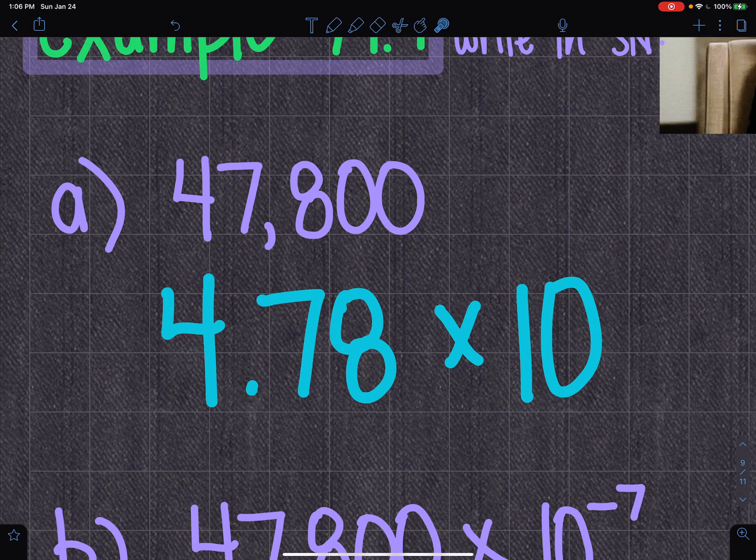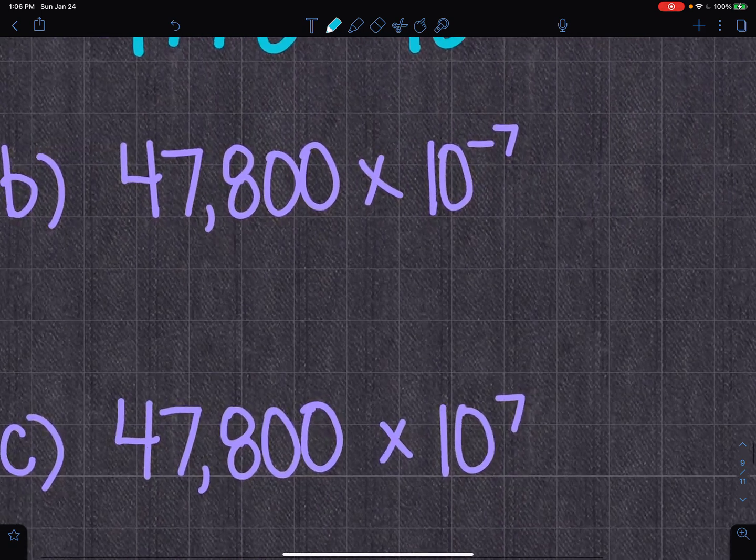Okay, so let's do that. 4.78 times 10 to the what? It's going to be 1, 2, did I do that right? Yeah. 3, 4. So it's going to be times 10 to the 4th. Okay, sweet. Let's do part B.